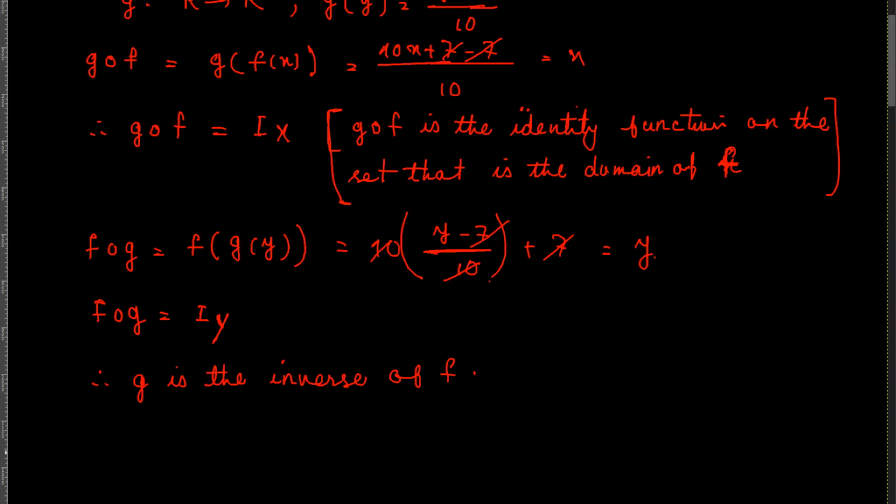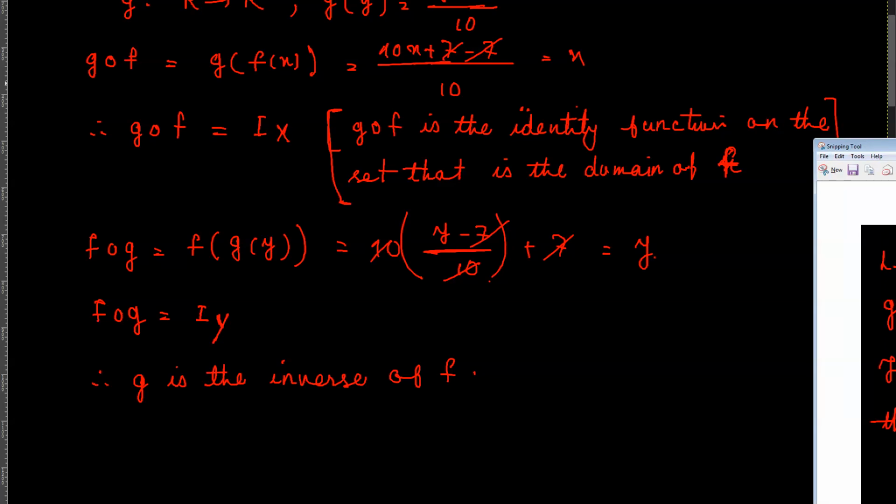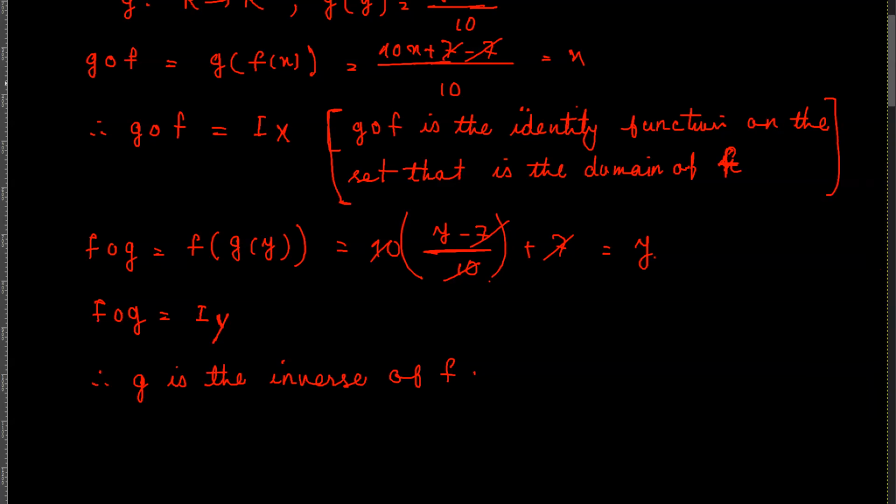Okay, so that was question number 1. Hence the required function g is a function from R to R defined as g of y is equal to y minus 7 divided by 10. That was question number 1. Okay, so question number 2.